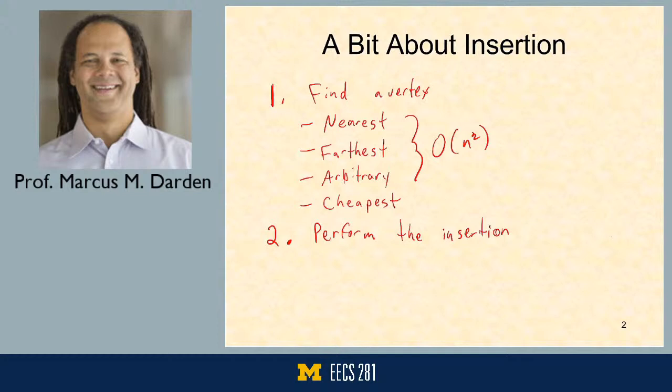In terms of some of my anecdotal testing, I've seen farthest insertion generally work the best in terms of shortest paths. It's still n squared. After that comes nearest insertion. So let's do it like this in terms of effectiveness. And then finally, arbitrary insertion comes in after the nearest and farthest.